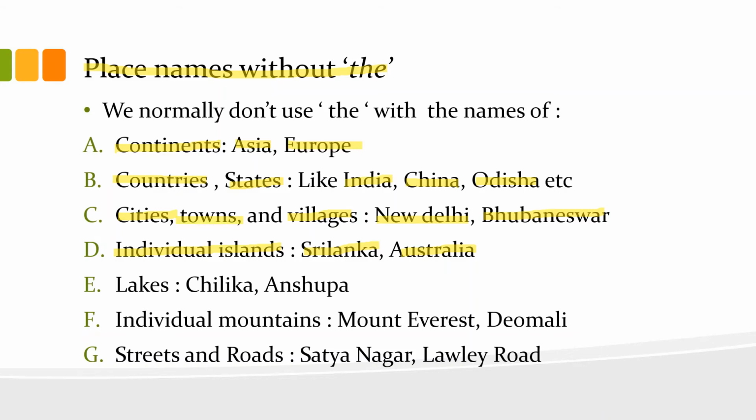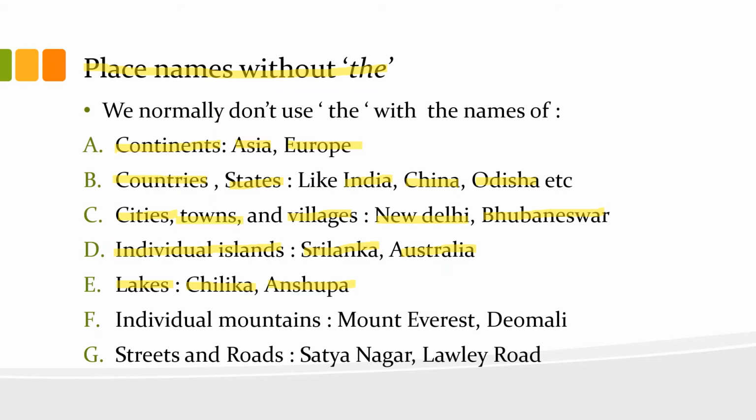We use article the with all the water bodies except the names of lakes. Okay, so we don't use article before the names of lakes. We don't say the Chilika, it is Chilika. Not the Ansupa, it is Ansupa.